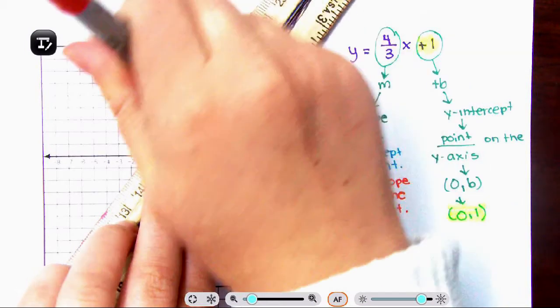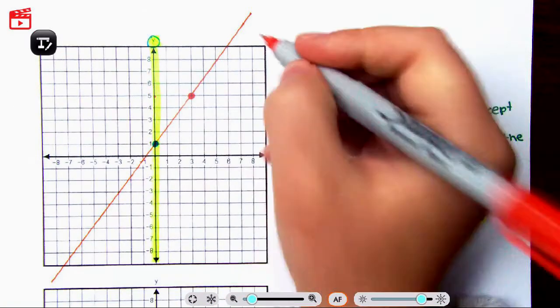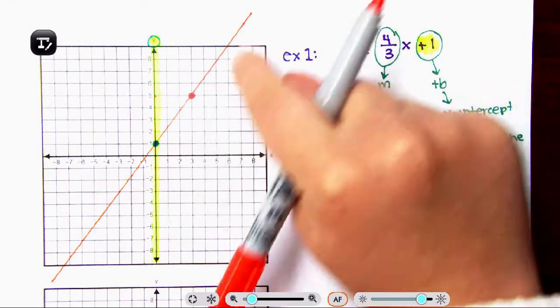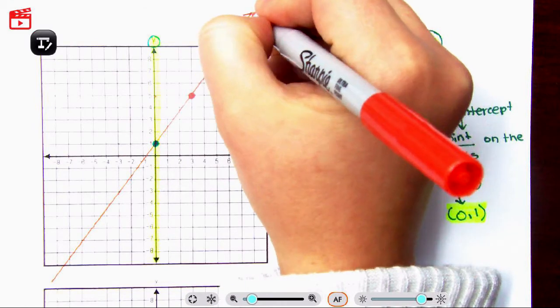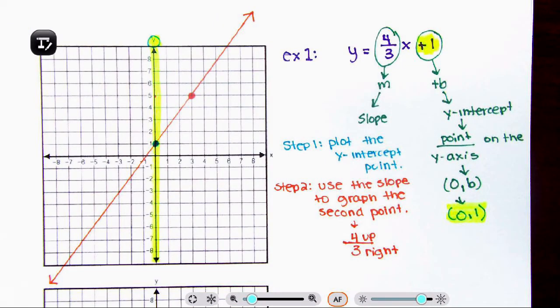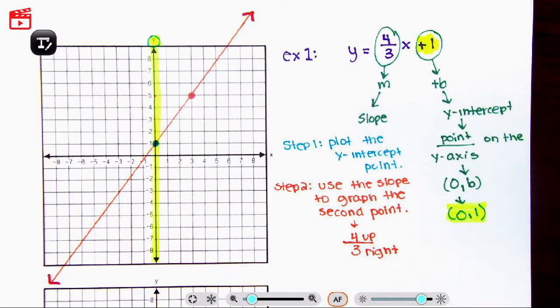But you want to make sure that this is a line. Now, don't give me a little tiny line. No little tiny lines. You want a big line that goes through all of the given graph. Also, arrows are super duper important. This is a continuous line, meaning it doesn't stop. The arrows tell the person looking at your graph that, hey, this doesn't stop. That's it. And you have graphed a line.